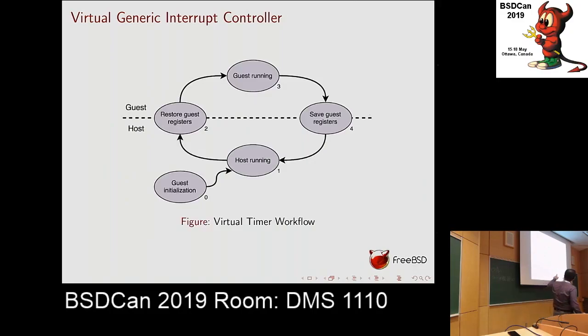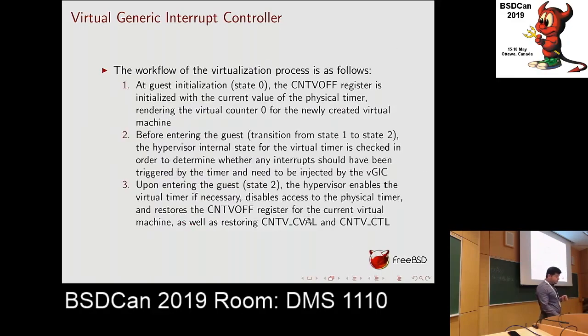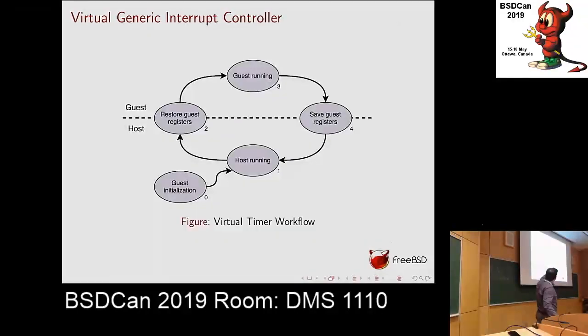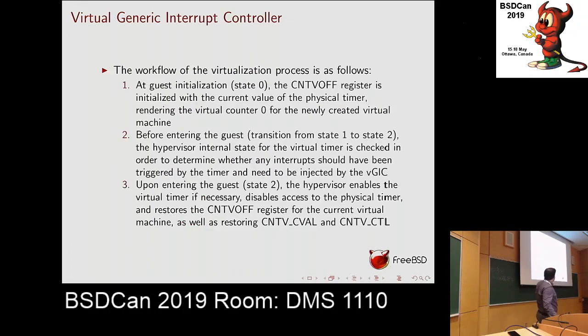Here is the transition. When we are doing host initialization, we have the host running. When we want to run the guest, we will basically store the guest registers. And before the guest runs, we'll check the hypervisor internal state, and we'll check the virtual timer to see if we have any interrupt that we should deliver to the virtual machine before running it. When going to state 2, with the guest running, the hypervisor enables the virtual timer and also disables the access to the physical timers using the registers I was telling you earlier.